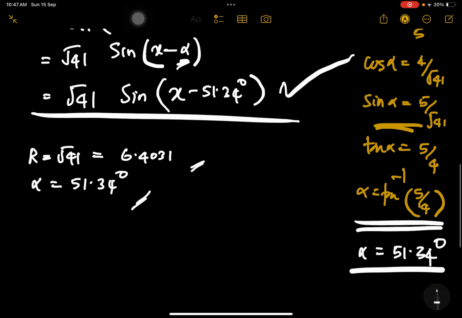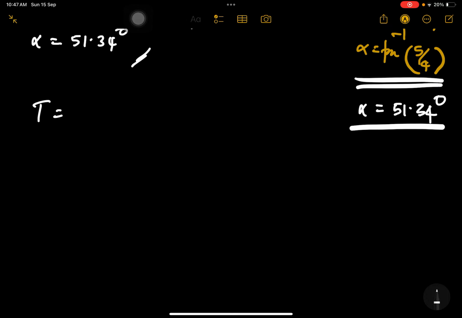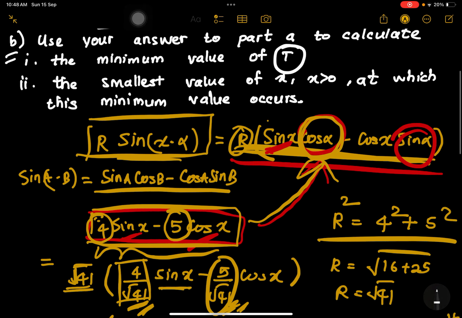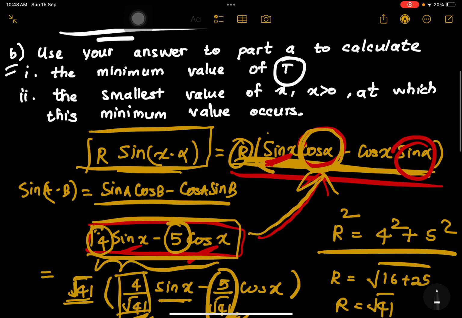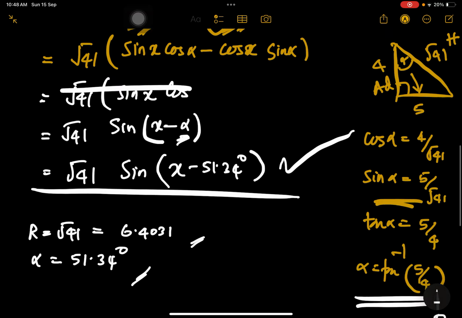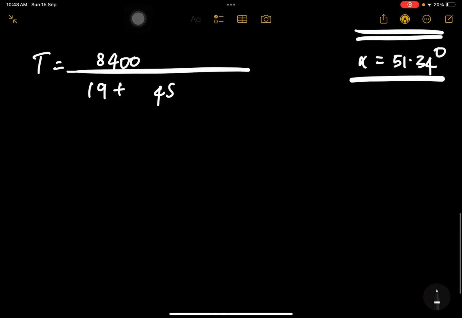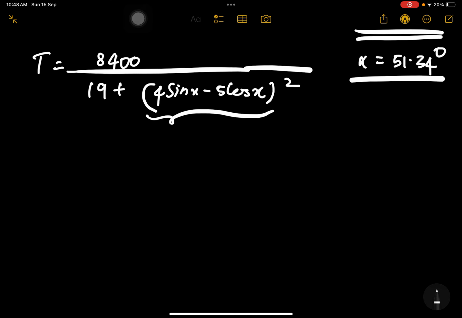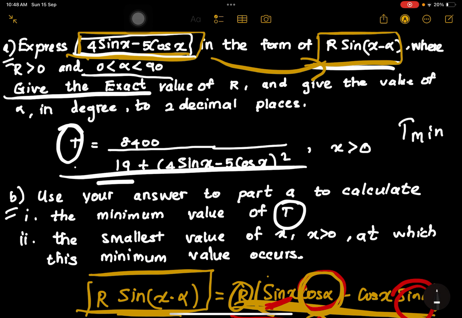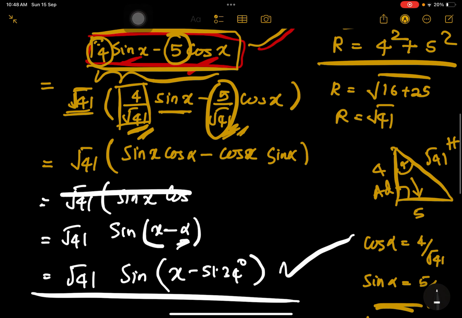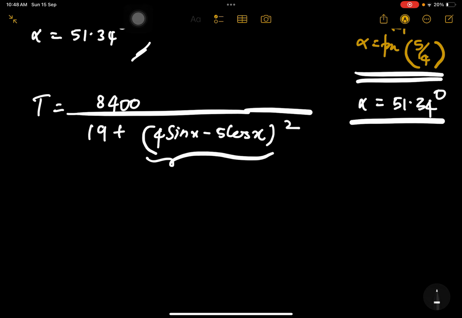So I will write t here clearly. T is equal to 8400 divided by 19 plus 4 sin x minus 5 cos x, whole squared. This expression comes from the first part, right? We have proved 4 sin x minus 5 cos x in the form of r sin(x minus alpha). So we will substitute this. We are going to use the first part to find the t minimum.